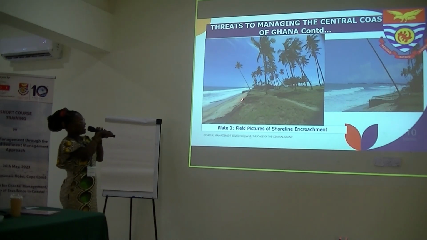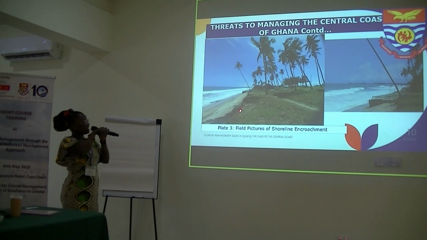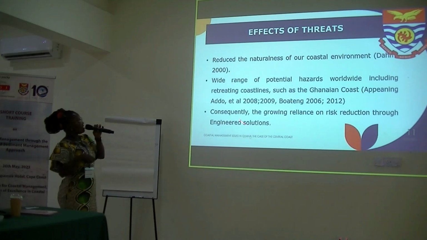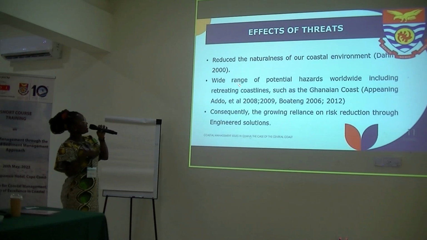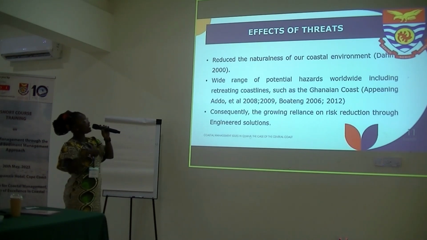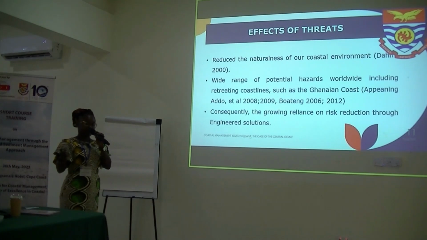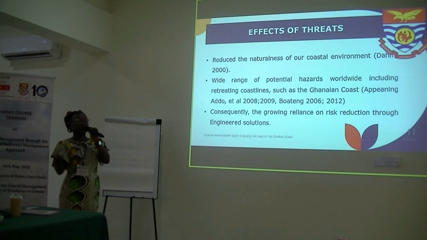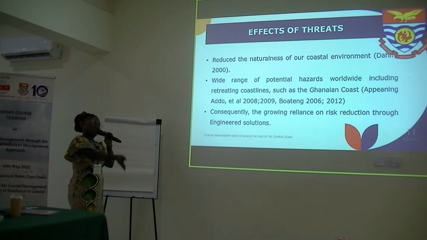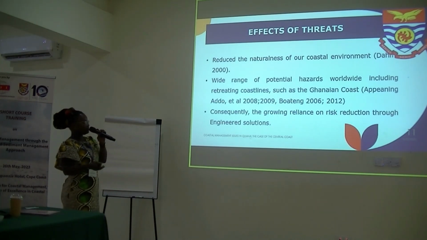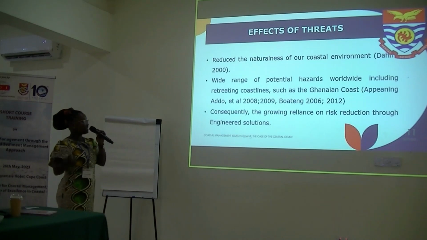Now you look at this picture again, and you can see that these are causing a whole lot of erosion along the central coast. Now the effect of these two major threats to shoreline management is that they have really reduced the naturalness of the coastal environment. Now when you go to these coastal sites, you realize that the beaches that we normally found are almost no more, because immediately at the coast, you descend and you are just getting into the ocean. So you don't really see how natural it has been.